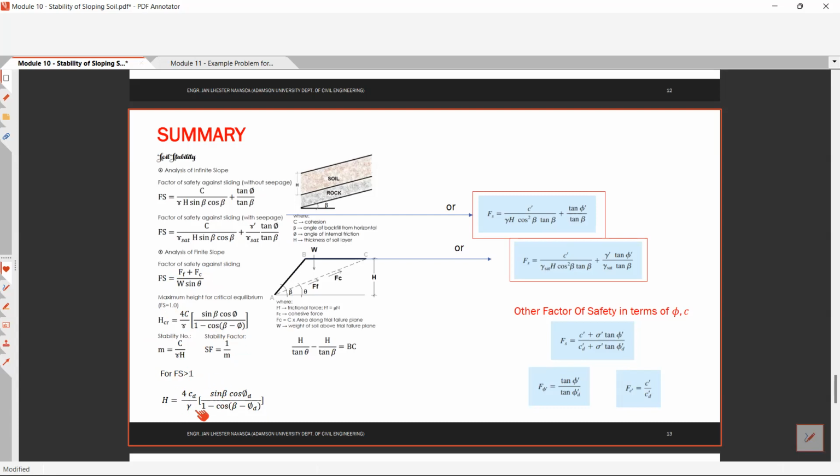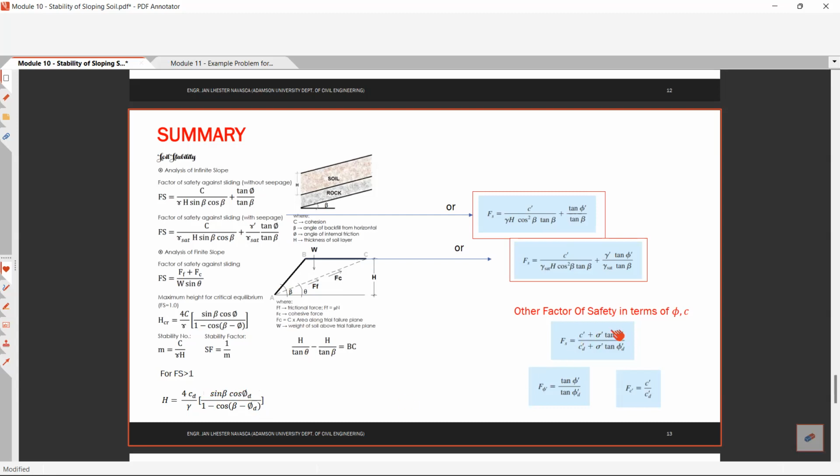And for factor of safety that is greater than 1, we are going to use the formula for each, which is C sub D and phi sub D. Okay, what does the subscript D mean? The subscript D means the demand cohesion and angle of internal friction developed along the potential surface. They are like the actual or demand load on our failure plane.